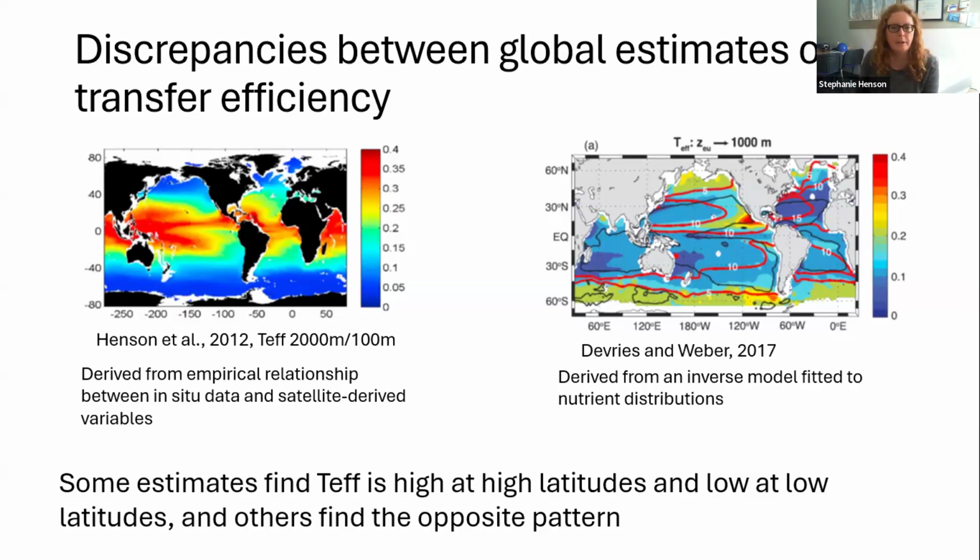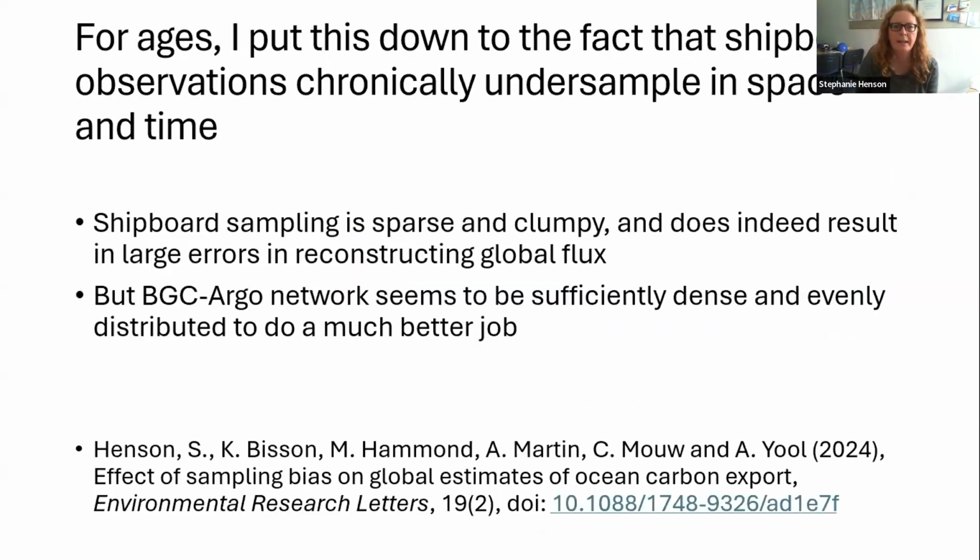So for a long, long time, when people asked me what I thought was underlying this discrepancy, I put this down to the fact that shipboard observations just chronically undersample in space and time. And I think all of us who use shipboard observations are aware of that, that shipboard sampling can be very sparse and quite clumpy, by which I mean we tend to do transects, or we go back to the same locations time and time again for sustained observing systems.